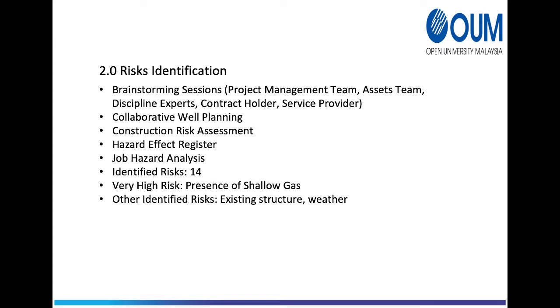A construction risk assessment was conducted in November 2018. A brainstorming session was conducted between the project management team, asset team, expert disciplines, and service providers to evaluate all potential associated risks. There were 14 risks identified and registered in the risk assessment, including pre-mobilization, project execution, and demobilization of the project.